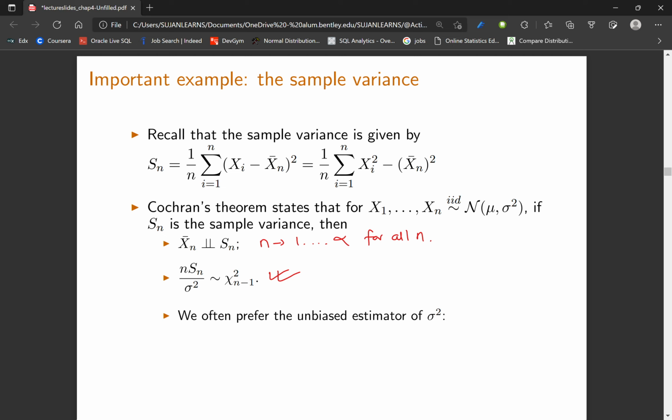Furthermore, we want to derive the unbiased estimate of sigma square, the variance of the distribution. How do we do this?